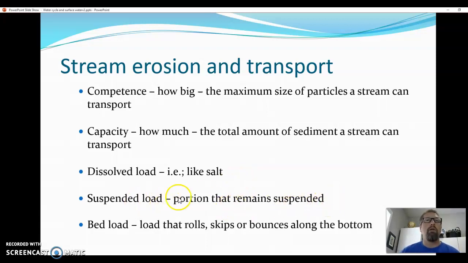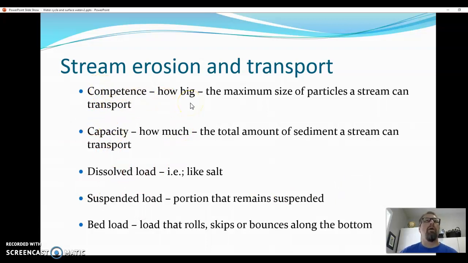Suspended is pretty self-explanatory. It's material that is suspended, carried in the water. Bed load is what it sounds like. It's material that skips, bounces, and moves downstream. So just imagine a rock skipping along the bottom of a stream during a time of a lot of water. Okay, so what do we mean by a lot of water? That's where competence and capacity come in.